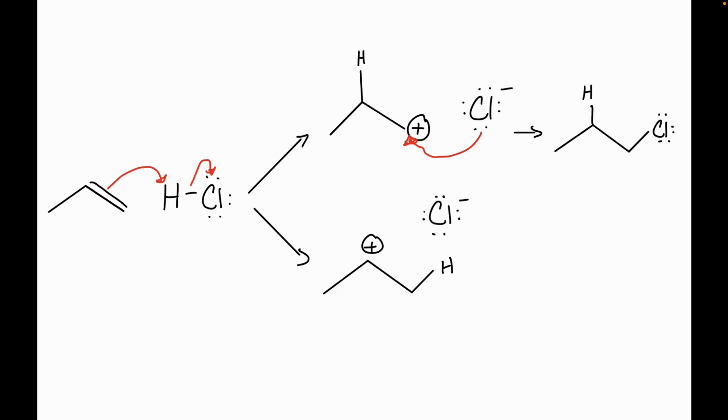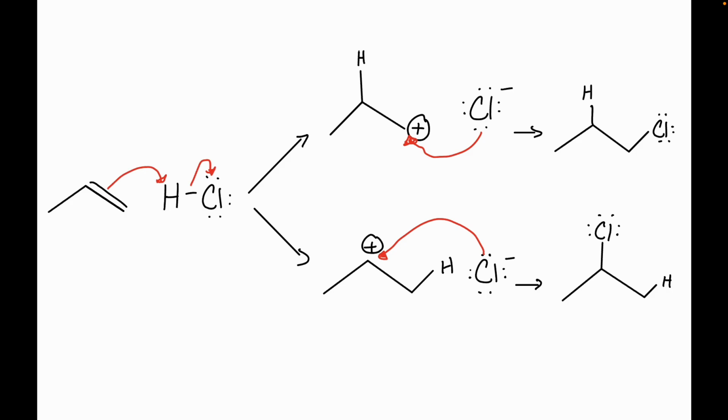Okay, or if I had my other one, finish off this mechanism, I would get a different product where my hydrogen is on carbon 1 and my chlorine is on carbon 2. Okay, so which path is this mechanism going to want to take? Which path is this reaction going to take? The top one or the bottom one?